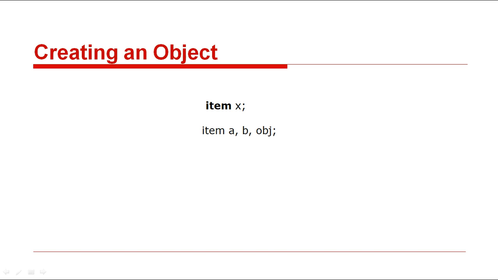A occupies 4 bytes of memory, B occupies 4 bytes, and obj occupies 4 bytes. Why? Because A, B, and obj are the three objects of the item class. So each object occupies 4 bytes.